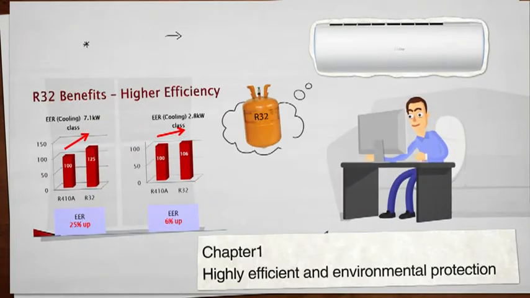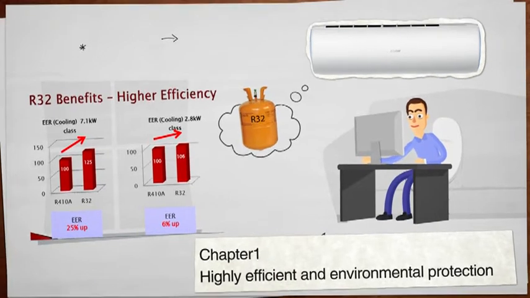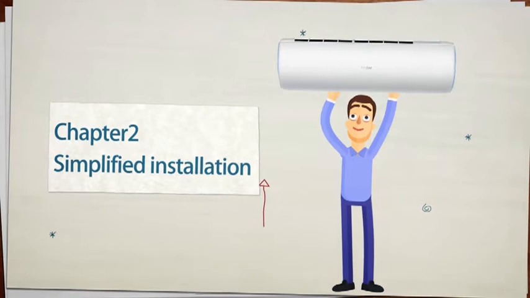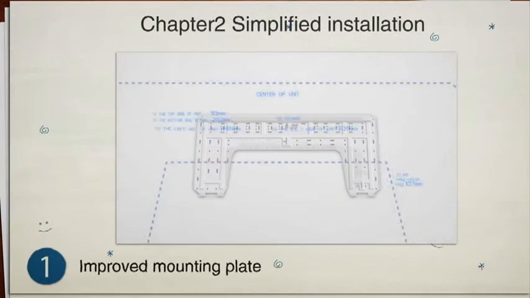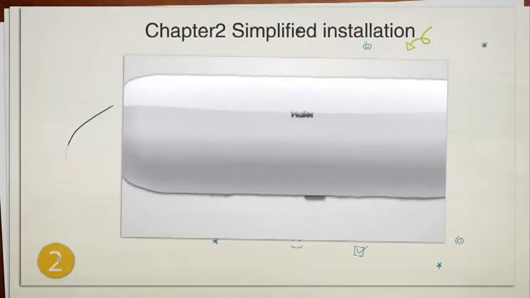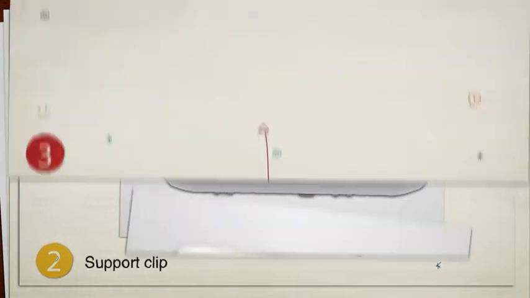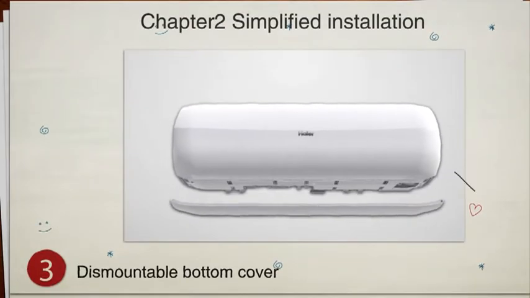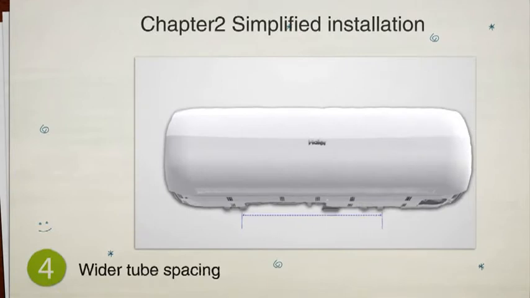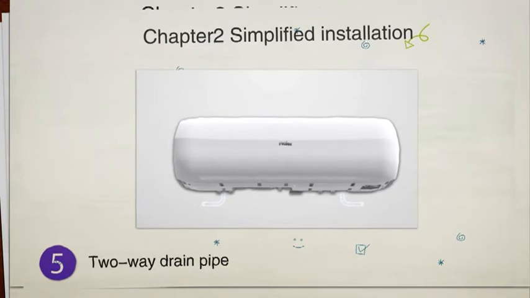Chapter 1. Highly efficient and environmental protection. Chapter 2. Simplified installation. Number 1. Improved mounting plate. Number 2. Support clip. Number 3. Dismountable bottom cover. Number 4. Wider tube spacing. Number 5. Two-way drain pipe.